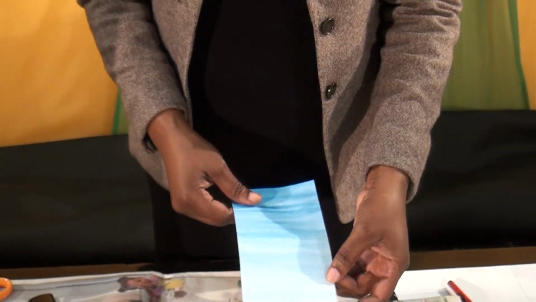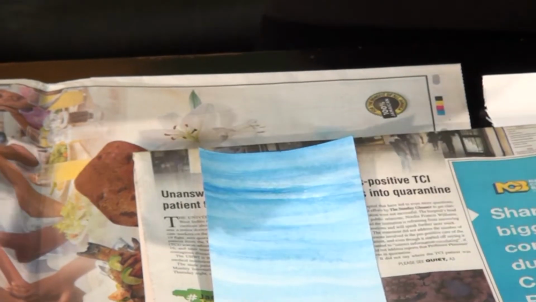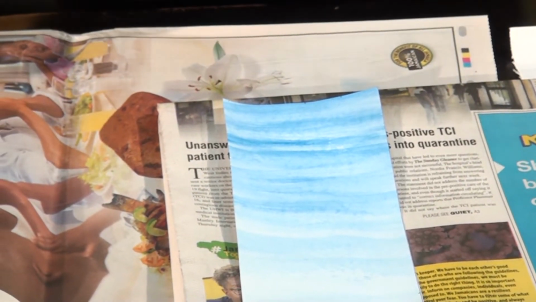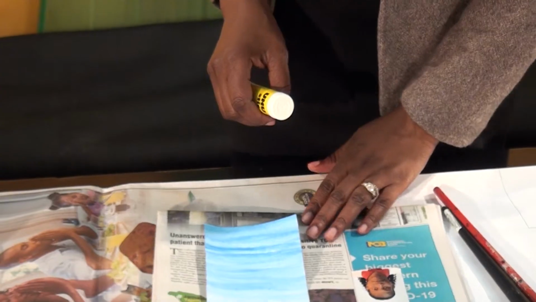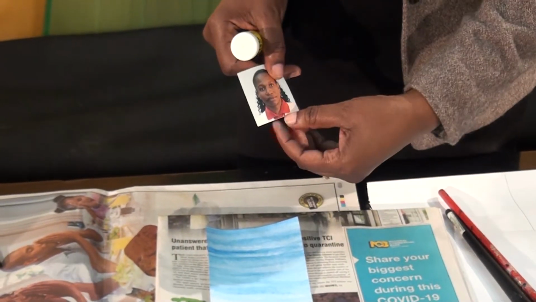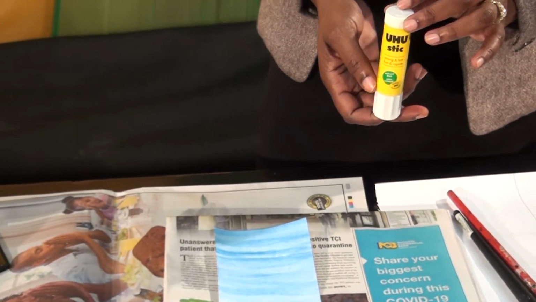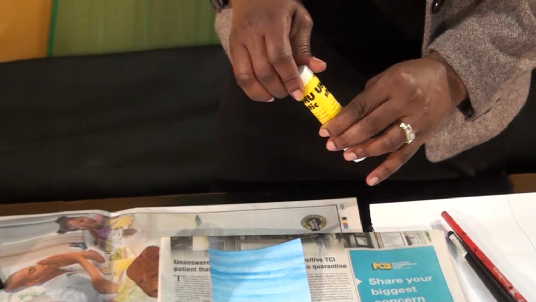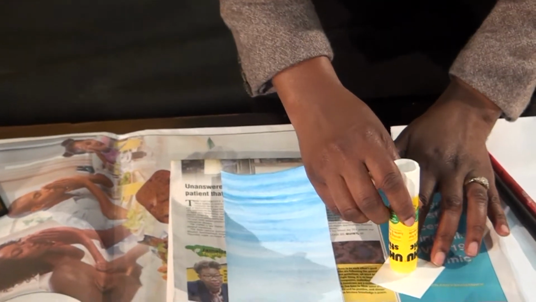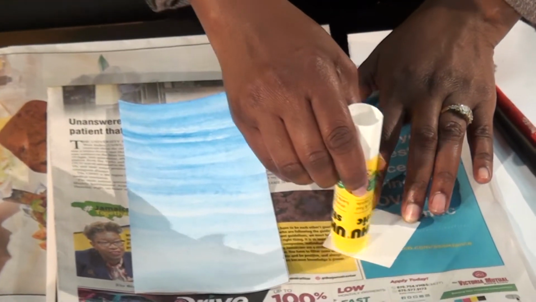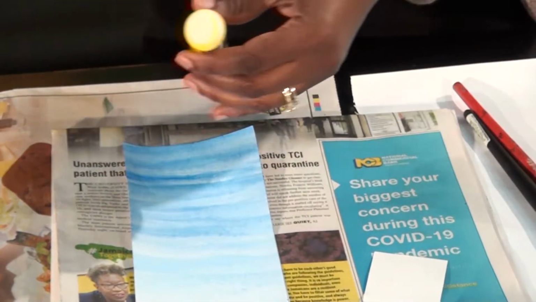My identification card is dry, so I'm going to go right ahead. I'm going to take a picture of myself. I'm going to get glue. So I'm going to add my image to my identification card, and I'm going to use stick glue instead of liquid glue. So I'm going to add a little bit of stick glue.